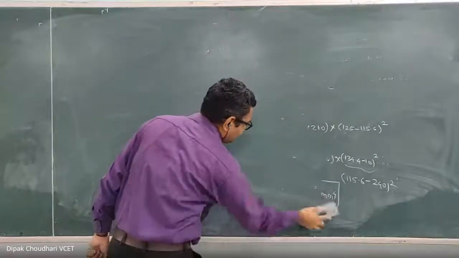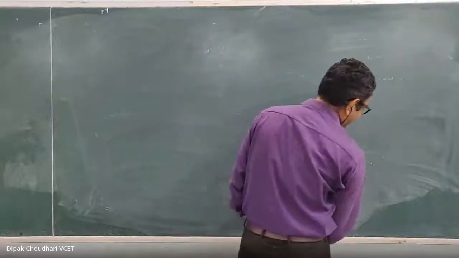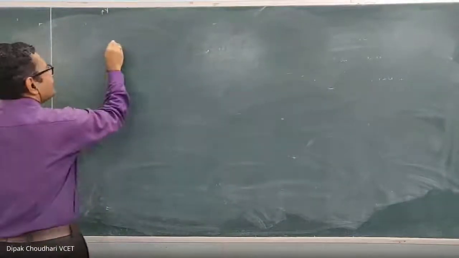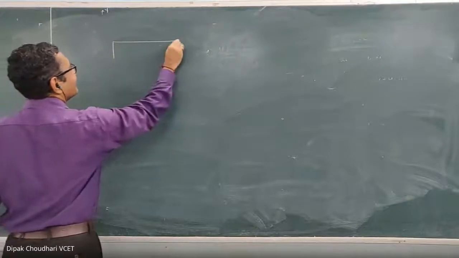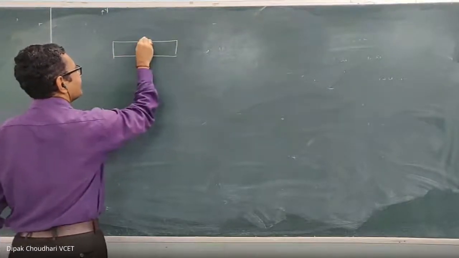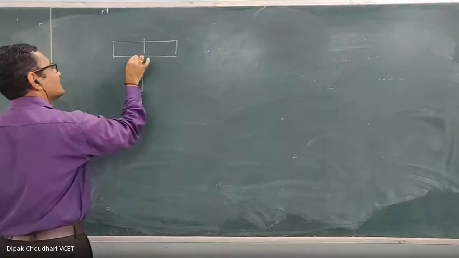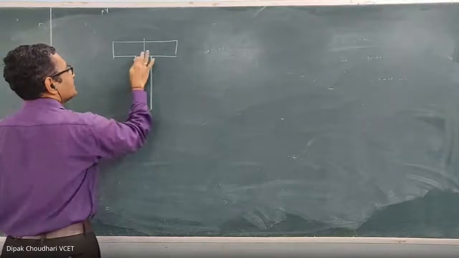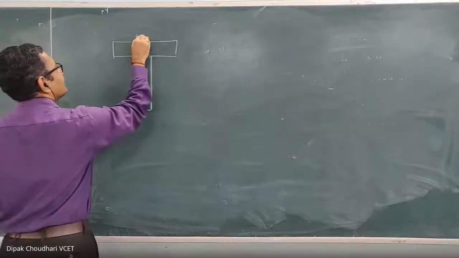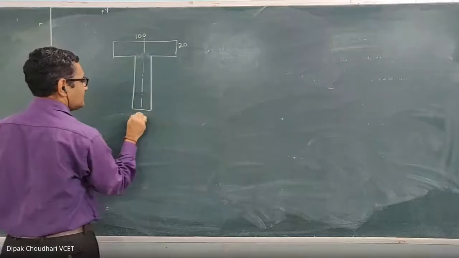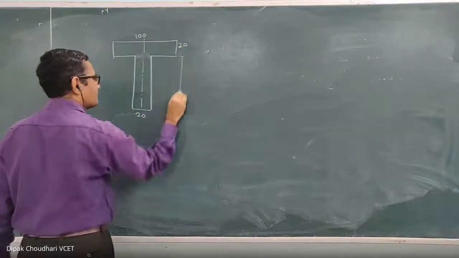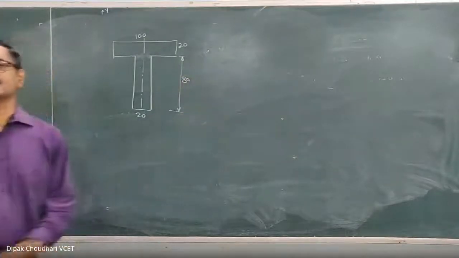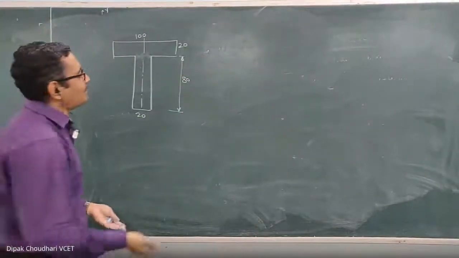Now, if you understood this, the next sum is very simple. In the next sum, we'll just calculate the moment of inertia for the T section. Consider this T section. Let this be 100 millimeter, this 20 millimeter, this 20 millimeter, and this again suppose 80 millimeter. We have to calculate the moment of inertia about the centroidal axis.